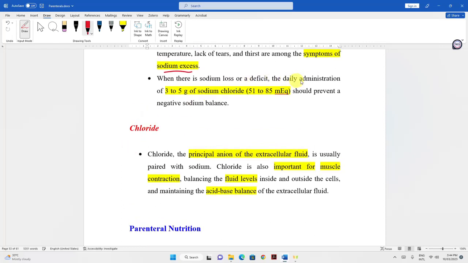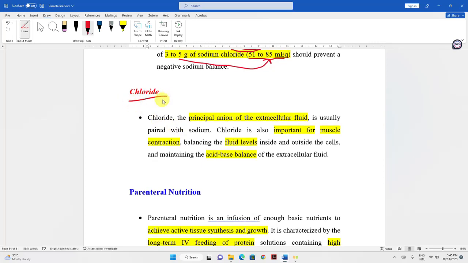What you require daily is 3 to 5 grams of sodium chloride when you have loss or deficiency. You need 3 to 5 grams of sodium chloride, which, if you convert this, is equivalent to 51 to 85 milliequivalents of sodium. Remember, when I say 51 to 85 milliequivalents of sodium, it is the same for chloride; it's the same for both.